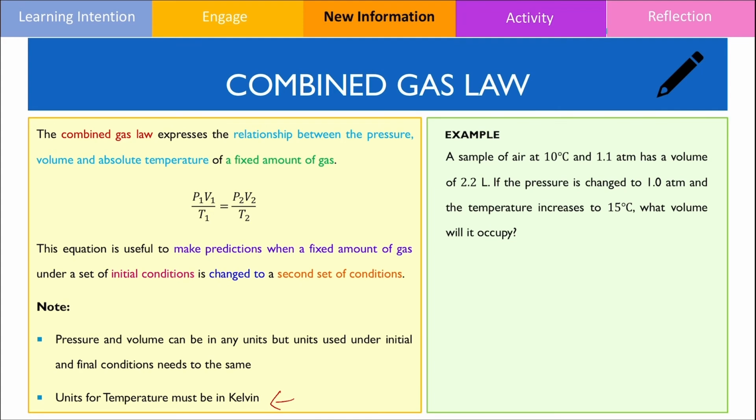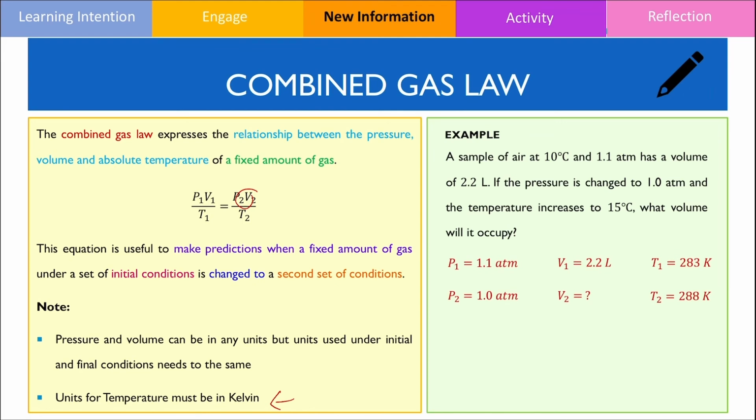In this example, it reads: a sample of air at 10 degrees Celsius and 1.1 atmospheric pressure has a volume of 2.2 liters. If the pressure changed to 1 atmospheric pressure and the temperature has increased to 15 degrees Celsius, what volume will it occupy? In this question, we're trying to find the final volume, which is represented by V2 in the equation. Before we can plug in the values into the formula, please remember to convert degrees Celsius to Kelvin, which I've done in advance as you can see over here.